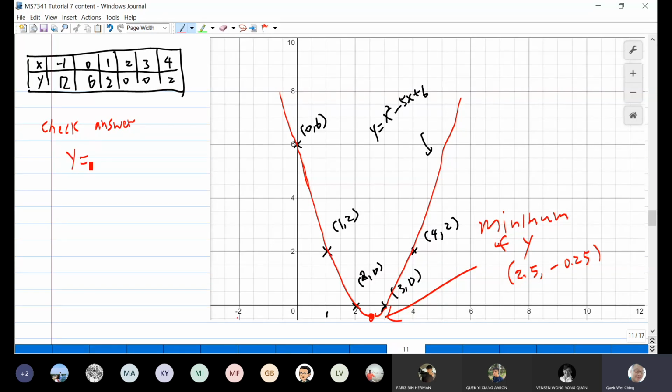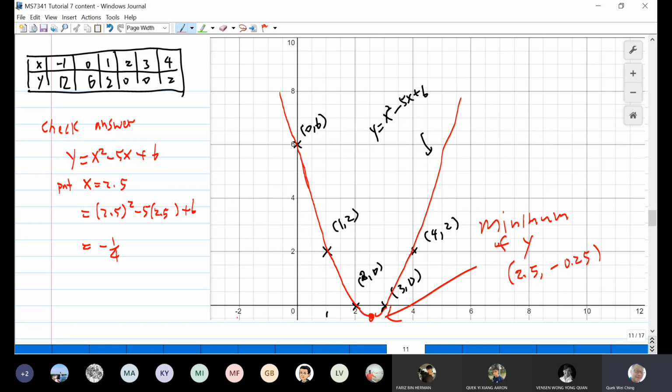By calculation, y equals x squared minus 5x plus 6 now, put x equals 2.5. Get 2.5 squared minus 5 times 2.5. Now usually you try to get the answer from the graph, but sometimes you want to confirm whether the answer is close enough or not, right? So you want to do a calculation. When x equals 2.5, you do 2.5 squared first, then minus 5 times 2.5, then plus 6. Sure enough, this is minus 1/4, right?